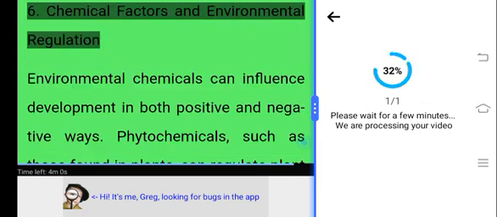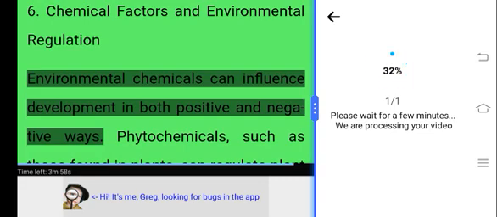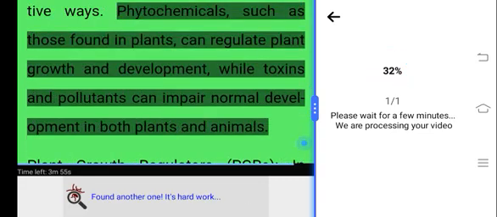6. Chemical factors and environmental regulation. Environmental chemicals can influence development in both positive and negative ways. Phytochemicals, such as those found in plants, can regulate plant growth and development, while toxins and pollutants can impair normal development in both plants and animals.